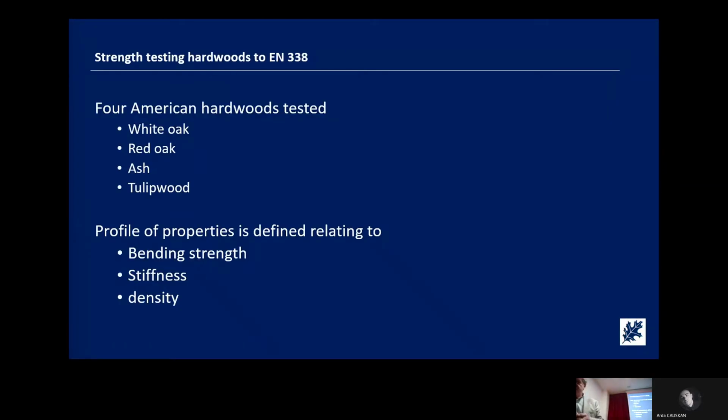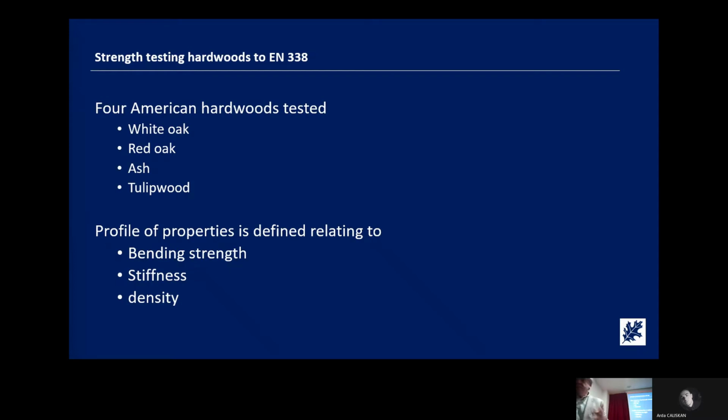And after that project, European oak was originally specified for that project. But then they came to AHEC at the time and said, you know, what other hardwoods have you got? So that set us thinking about American white oak. And we did lots of testing and broke lots of bits of wood to BS EN 338 to get strength classes for 4 hardwoods: white oak, American ash, red oak, and tulip wood. Those were the 4 species that we chose.